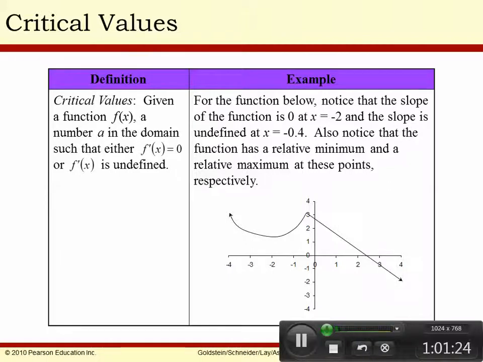Given a function f of x, a number a in the domain such that either f prime of x equals 0 or f prime is undefined. Those are critical points. Why? Because it has to do with the second derivative. The second derivative can only go from negative to positive at those types of points.